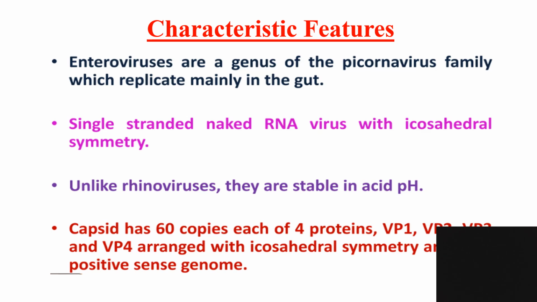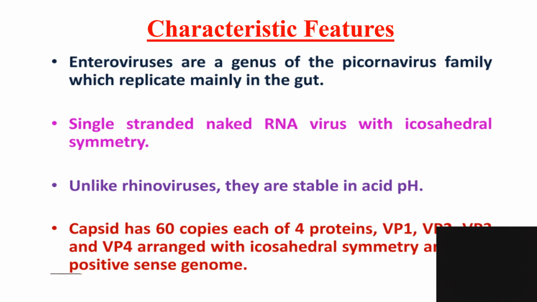What are the characteristic features of it? They are under the genus Picornavirus family, and their main region of replication is the human gut. Single-stranded naked RNA virus with isohedral symmetry. That means they are symmetrical. Unlike rhinovirus, they are stable in acidic pH, not in basic pH.